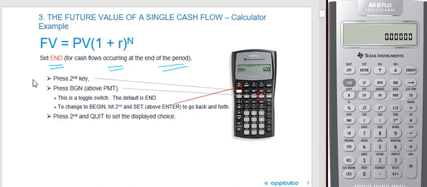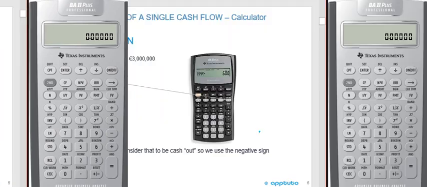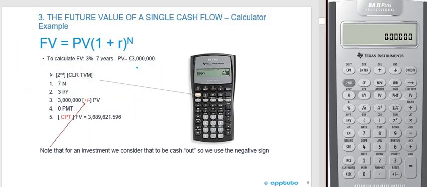So there's the keystrokes. Press the second key, press the beginning mode. This is a toggle switch. The default is end when you get the calculator. To change it to begin, that's how you do it. Should be no problems with that. So again, that's just going through that same little question that we saw. Present value is $3 million, and you're going to invest it for 7 years. You don't need the money, and you're going to earn 3% interest compounded annually.